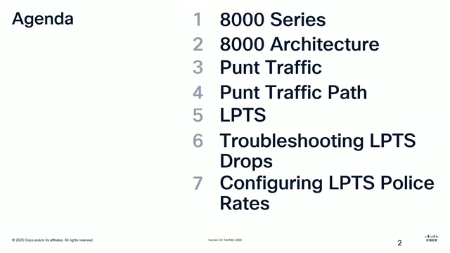We will start with a brief introduction for the Cisco 8000 series routers. And we will also check a little about its architecture. Then we will know what PUNT traffic is, what the PUNT traffic path is, and then we will check what LPTS is, how to troubleshoot LPTS, and last but not least, how to configure LPTS policy rates. So let's go to the first point for today.